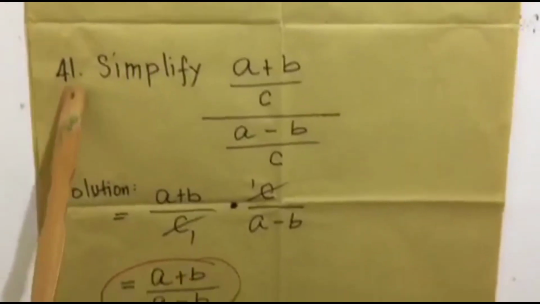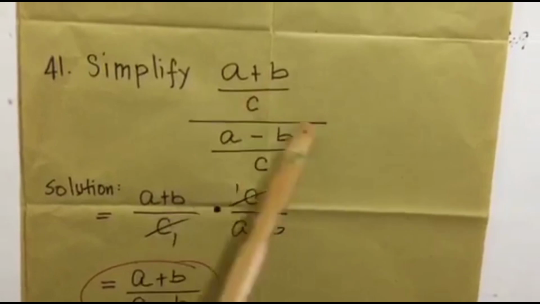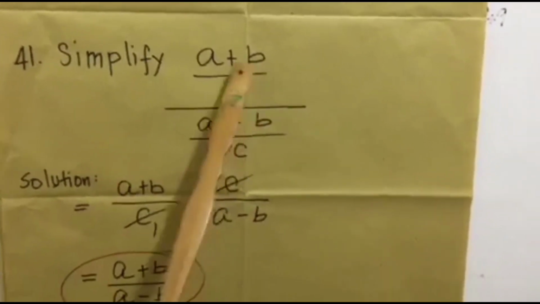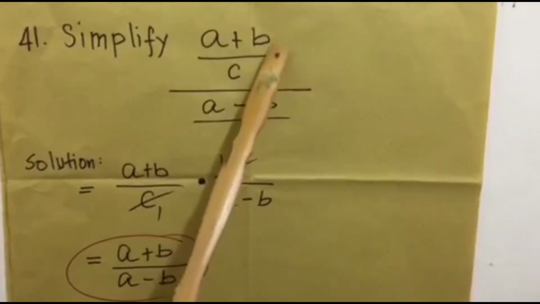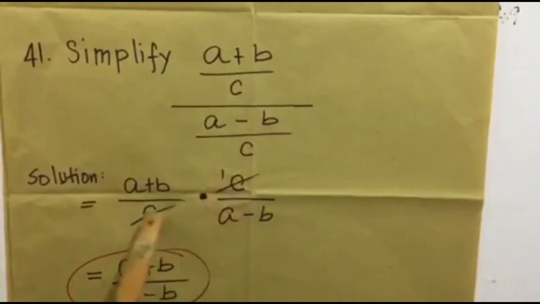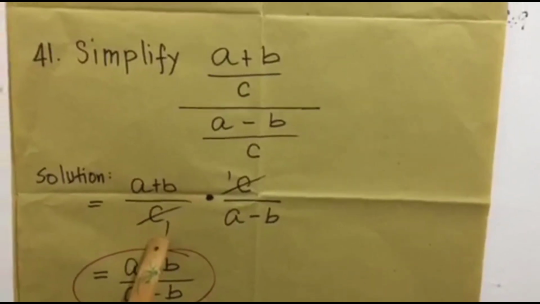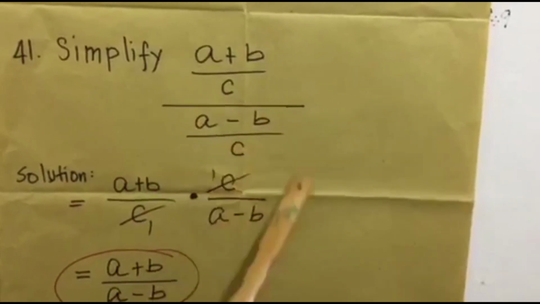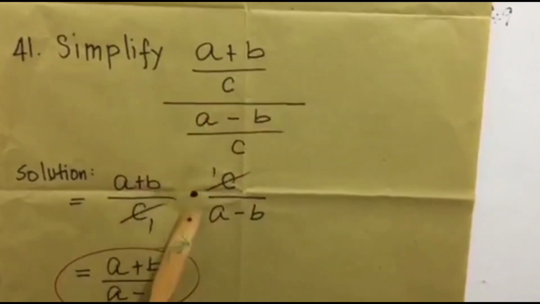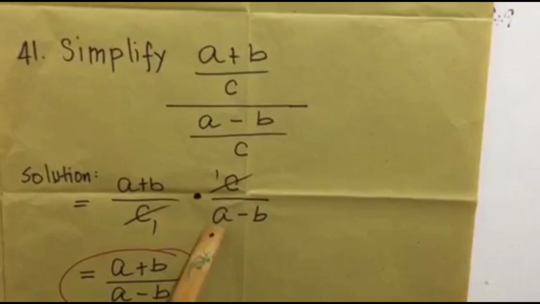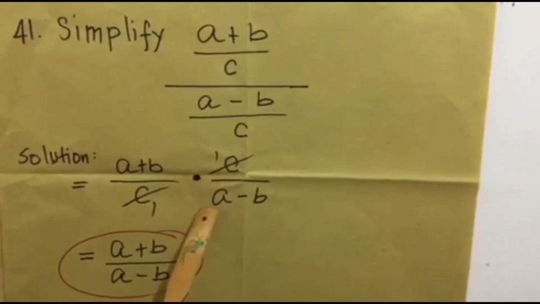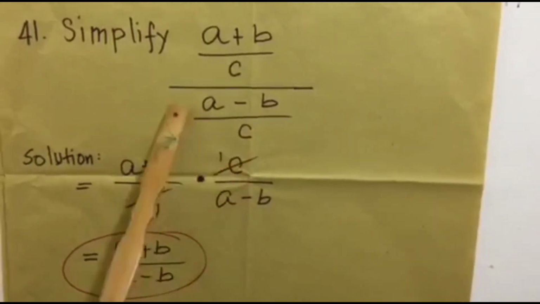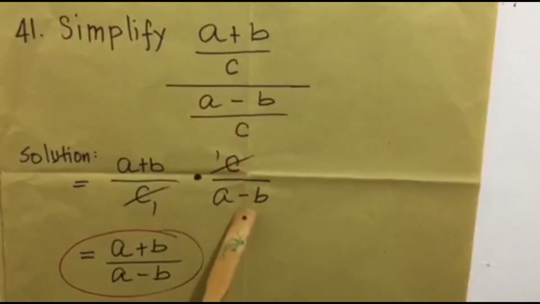The next one, 41. Simplify a plus b over c divided by a minus b over c. Our solution, this one first, it's already in a proper arrangement. So we have a plus b over c, just copy only. And the same also, we have this copy, but we're going to reverse because this is a division line, changed to multiplication. So we're going to adopt the reciprocal method. That's why we're going to inverse this. The denominator becomes the numerator, and this numerator becomes now the denominator.